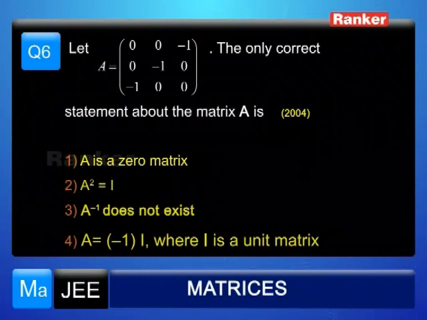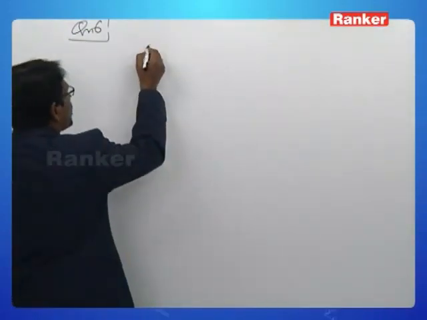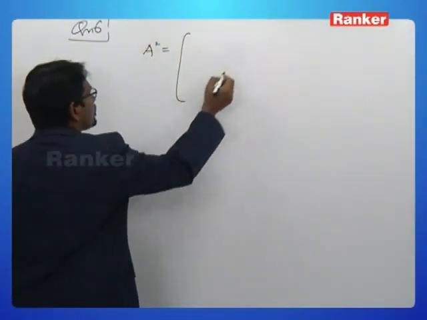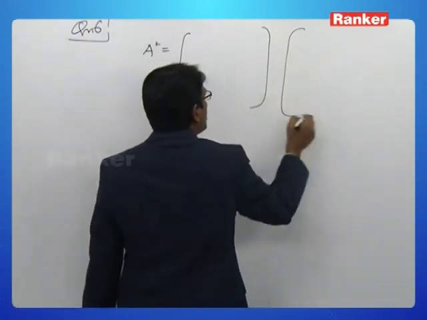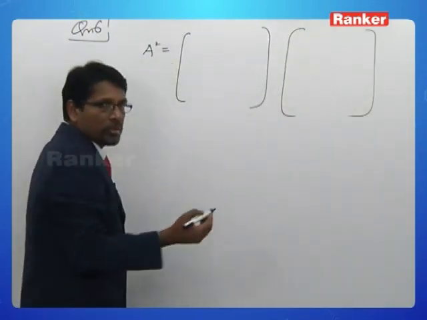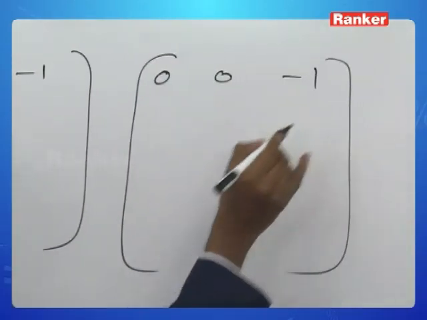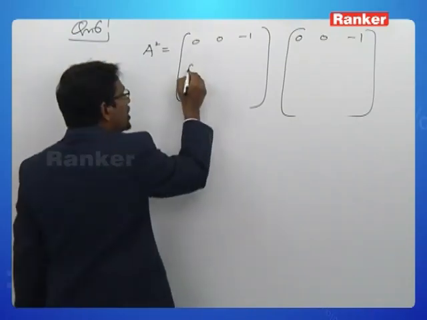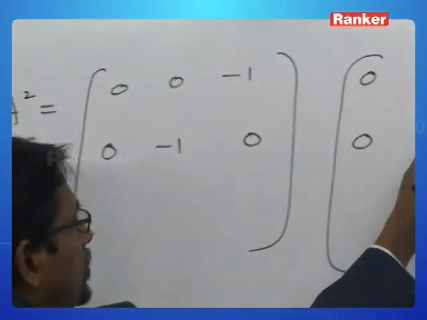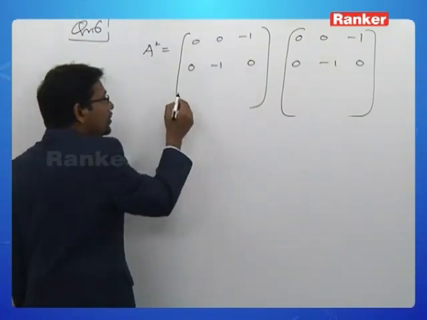See, looking at the options, it's clear that A is not a 0 matrix, so option 1 is ruled out. Next, it may be the second option, A square is equal to I. Okay, let's see. Let's multiply A with A. What is A square? A multiplied with A, so 0, 0, minus 1; 0, minus 1, 0; minus 1, 0, 0 by the same matrix.